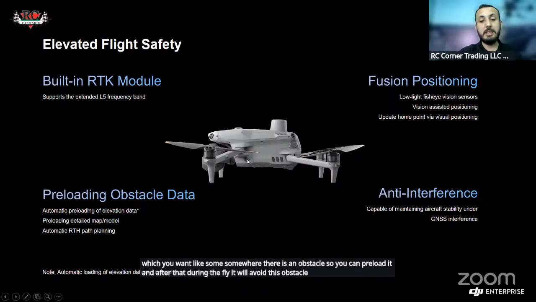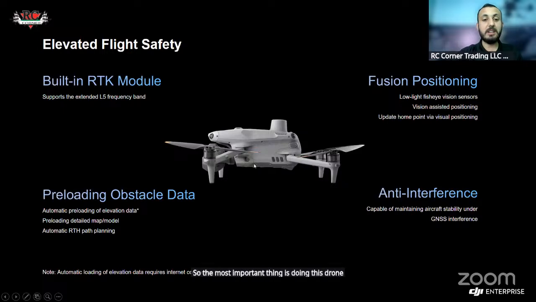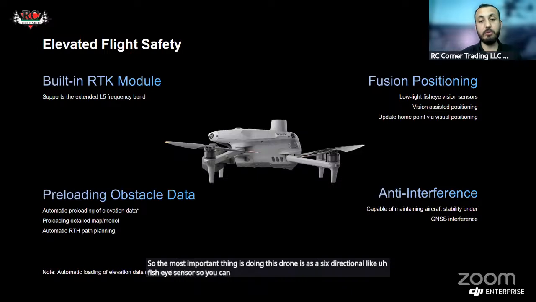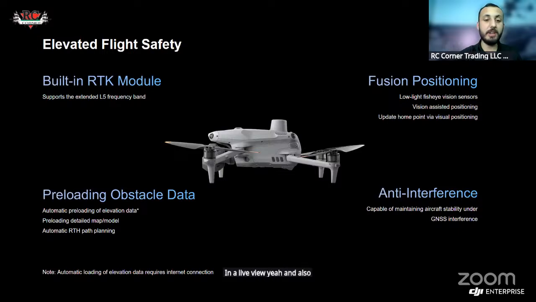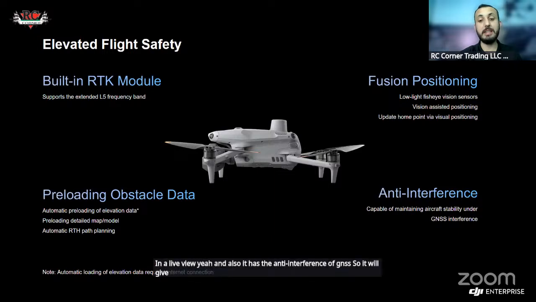The most important thing in this drone is the 6-directional fisheye sensor. During flying, you can watch around and see the obstacles in a live view. Yeah, and it also has GNSS anti-interference. If some specific site has GNSS interference, it will give you an alarm, and you can control the drone back and do the recovery.